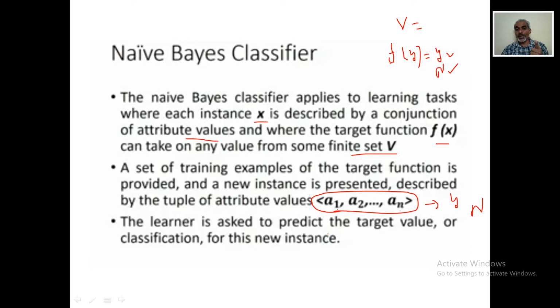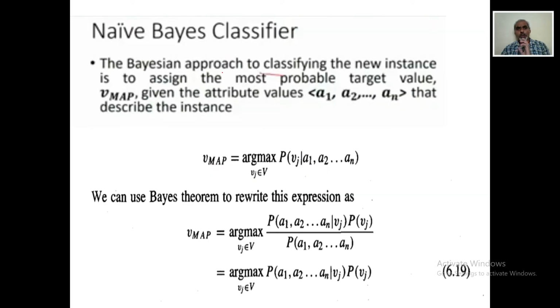So the learner is asked to predict the target value, or the classification, right? If you predict yes, he can play tennis, you classify him in that group. If he cannot play tennis, you classify him in the other group. This is what we are supposed to do. Now we are going to apply the Bayesian approach. The Bayesian approach to classify the new instance is to assign the most probable target value, V map.